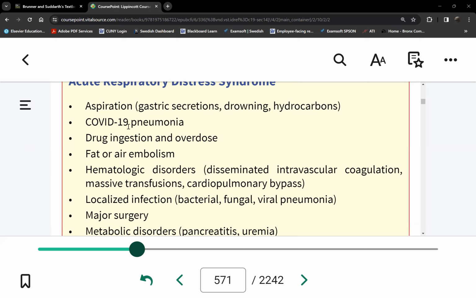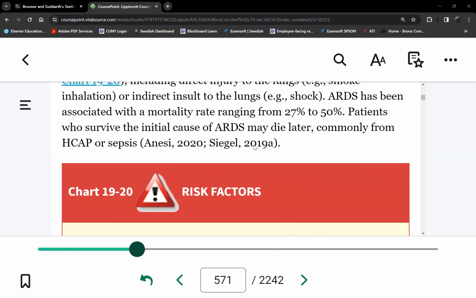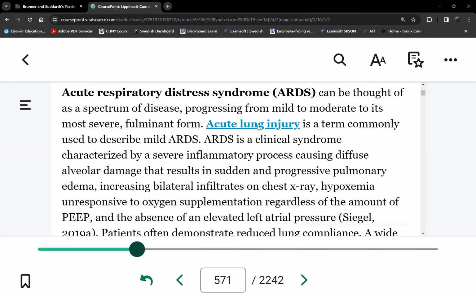Pneumonia, COVID pneumonia. Yes, of course, that will injure the lung. Drug ingestion and overdose. Let me explain acute lung injury. When we say acute lung injury, the capillaries become leaky. Remember sepsis and septic shock? We talked about this. Acute lung injury, ARDS, is a result of sepsis, right? Severe sepsis. Remember, they go into ARDS and DIC.